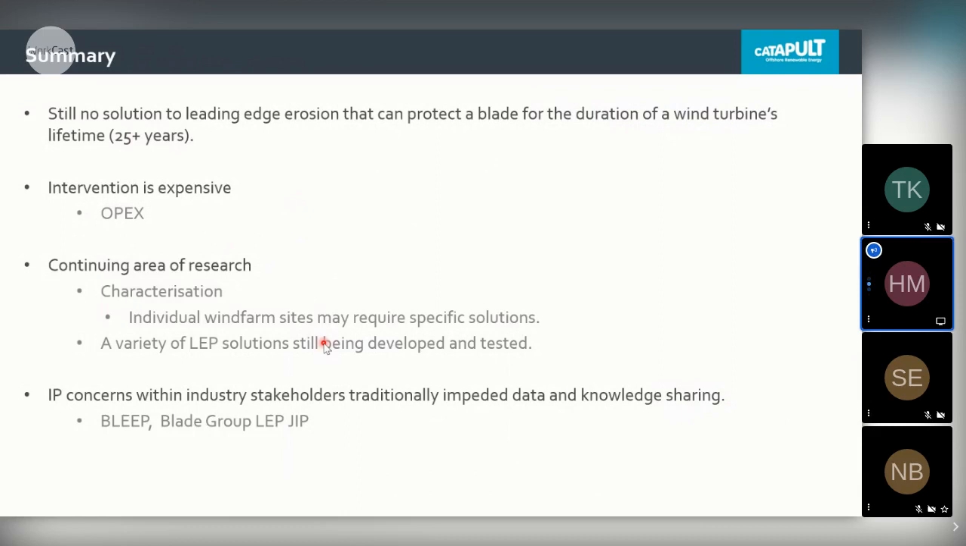As I mentioned before, a lot needs to be done in terms of characterizing the behavior of erosion and how different application conditions can influence the rate of erosion. And potentially, you need to select certain solutions for particular wind farm sites if you know ahead of time what they're likely to be. And there's still a variety of leading edge protection measures being developed and tested currently. And I'm sure we'll see some future examples that may tackle this better.